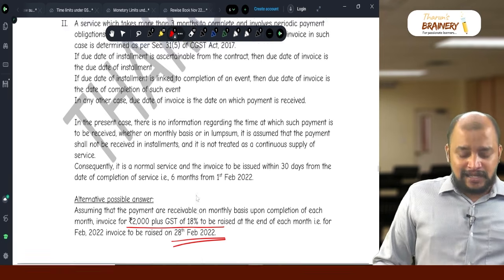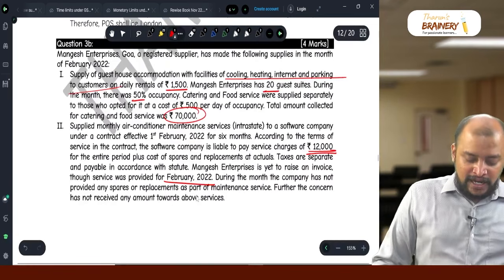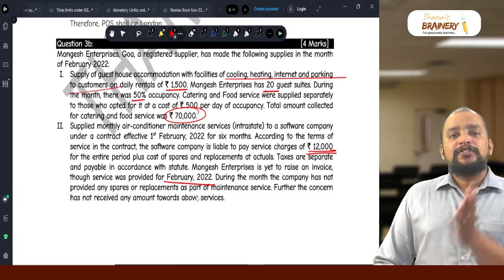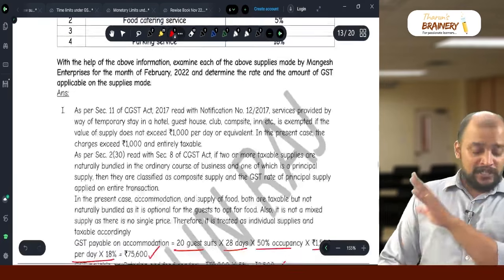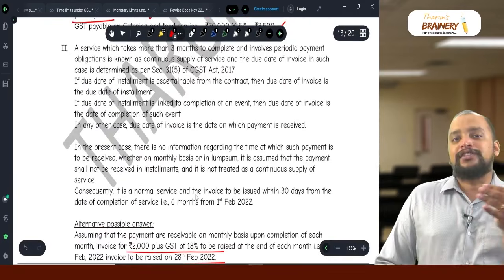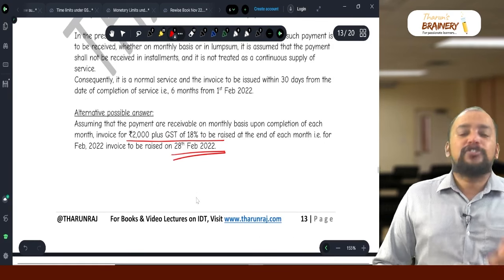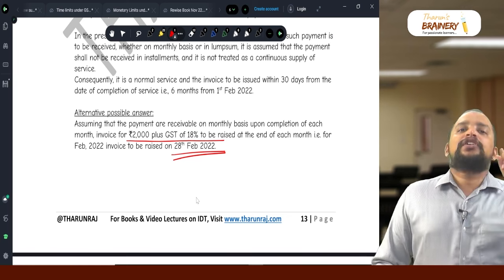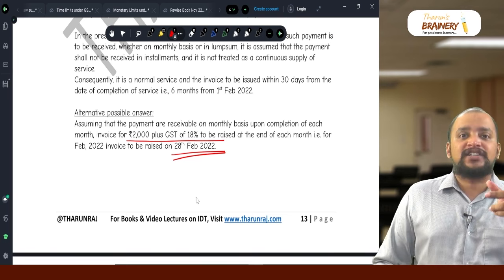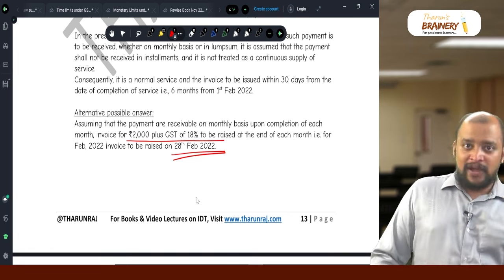The service commenced from 1st February for 6 months. Whenever that 6 months gets over, that is the completion of service. From there, within 30 days, the invoice needs to be raised. So actually, both the answers are correct, because it all depends upon the assumption. Therefore, ICAI should give marks for this, if either answer is written.